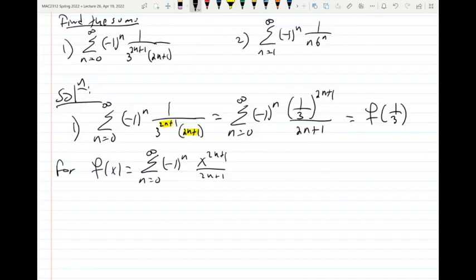At this point, either your memory kicks in, and you realize that this is arctangent, then you're done. The answer is arctangent of 1 over 3. Or you figure it out on your own. How can you figure this out on your own? Well, by looking at this, what is this function?